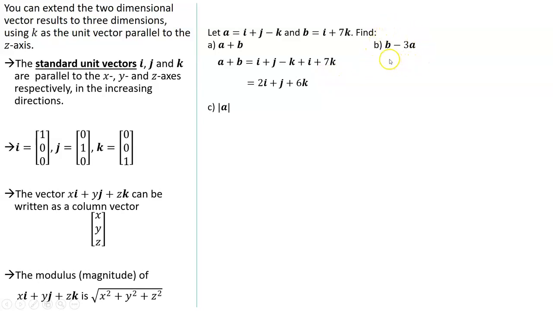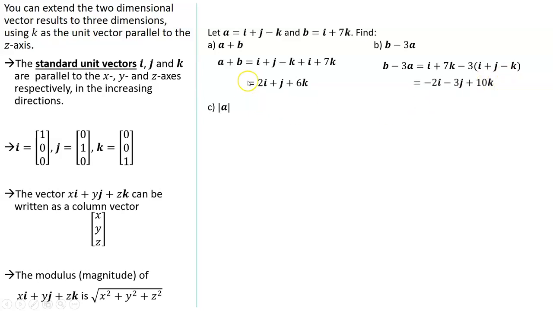b minus 3a, make sure you write that out with brackets to begin with. That's going to minimize your chances of making a mistake with the negatives. So I've got minus 3i, so that gives me negative 2i. I don't have any j's in the first part, so I've just got negative 3 times j, so that's minus 3j. And then 7k, then I've got minus 3 times minus k, so that's plus 3k.